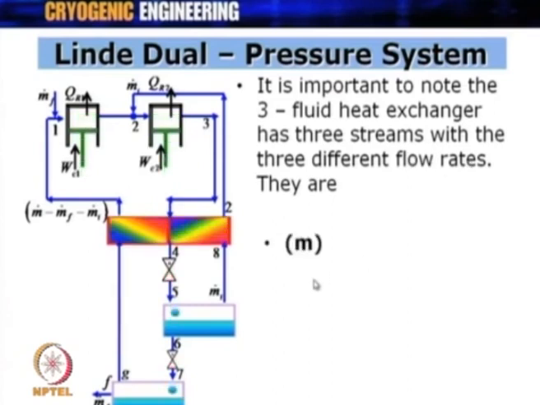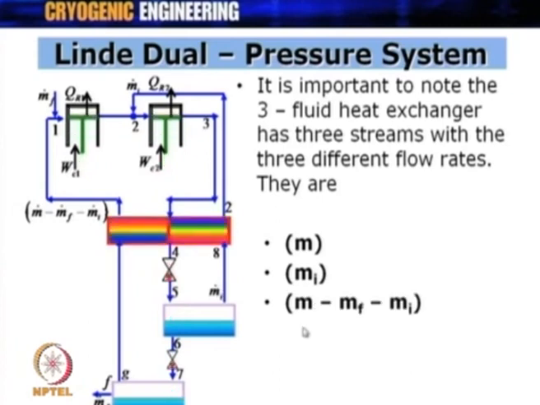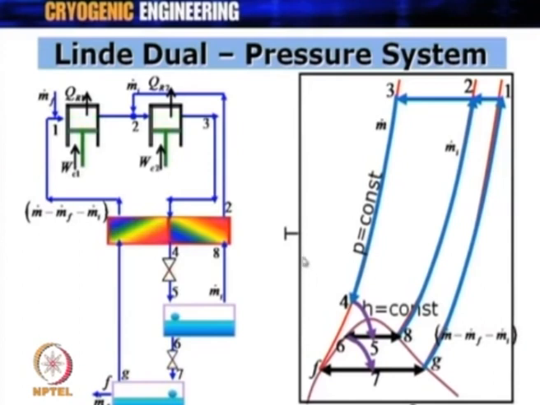They are, as I just talked about, m dot which is coming from here, m dot i which is going back, and m minus mf minus mi which is going through this point. Now, most important thing, if I want to plot the whole cycle here, this is my TS diagram or temperature entropy diagram. The gas is compressed from 1 to 2 intermediate pressure, from 2 to 3 to the final destination pressure. Then gas is getting pre-cooled up to 4, which is over here at this point.